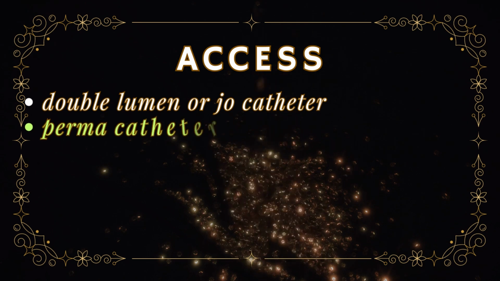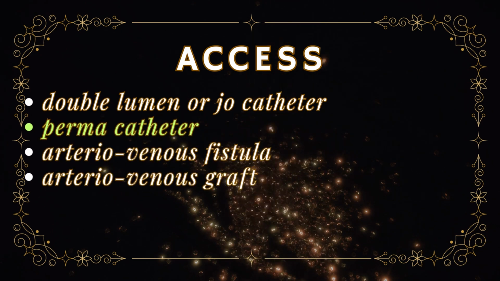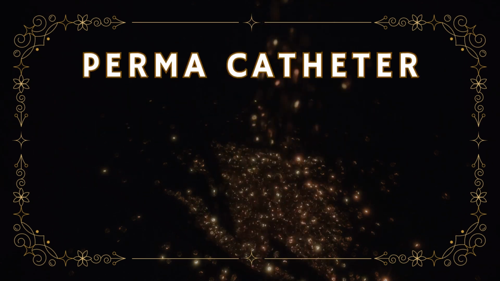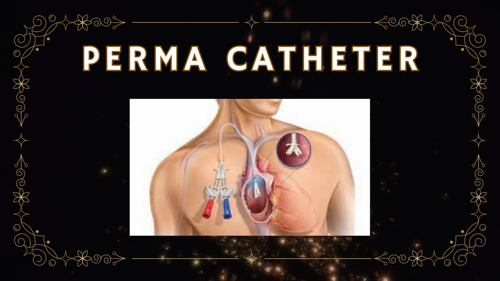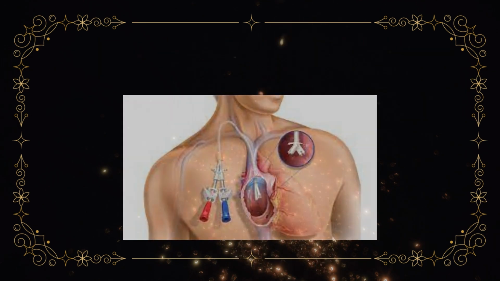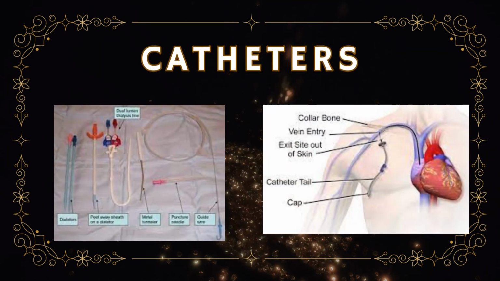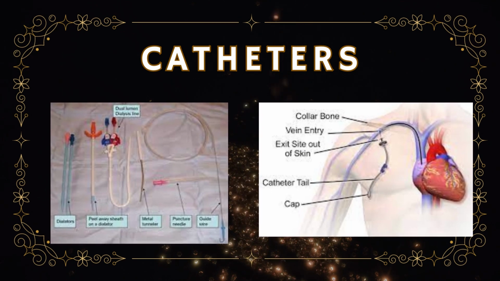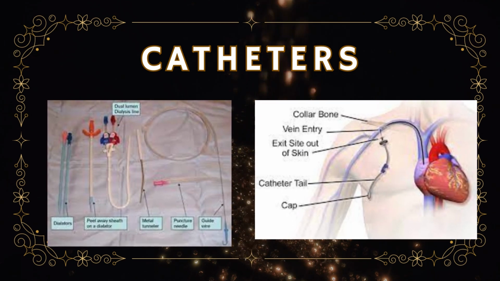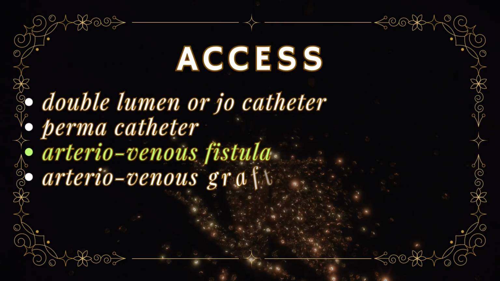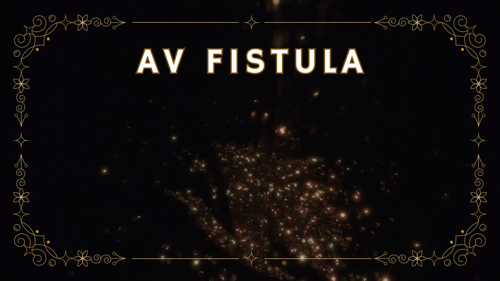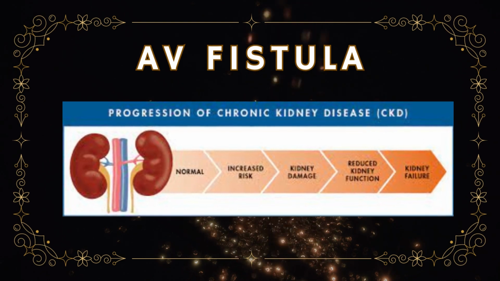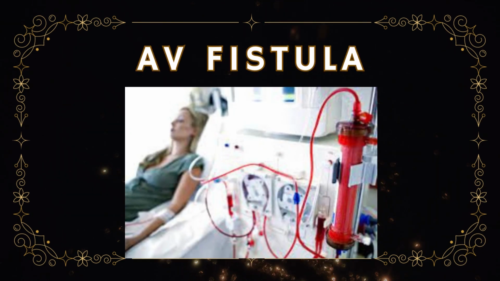Then is the perma catheter, which is the permanent catheter, which can be used for some time. Perma cath is commonly inserted in the jugular vein and femoral vein. Both Joe catheter and perma catheter give a transition period for the fistula to be made and get matured before starting dialysis from it. Then is the arteriovenous fistula, which is made in chronic kidney disease patients who have declining creatinine or are expected to require dialysis in a few months' time.